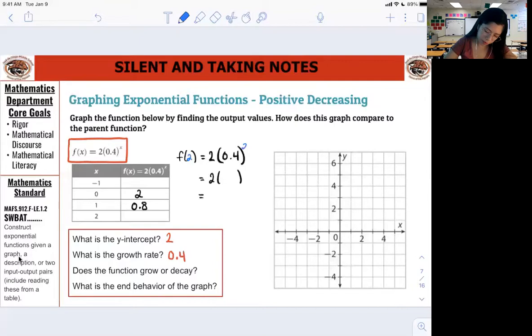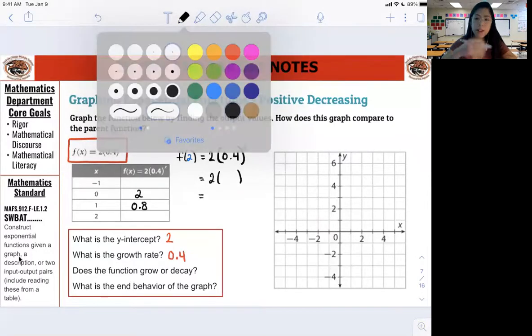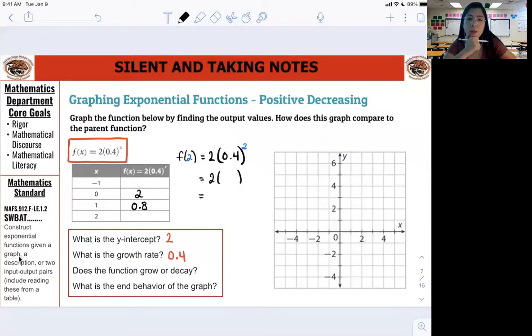F of 2. Now I've got to use my calculator, and what is 0.4 to the power of 2? 0.16. So Juan, be careful because it is still a decimal. It's 0.16. Then we multiply 0.16 times 2 and we get 0.32. Okay.